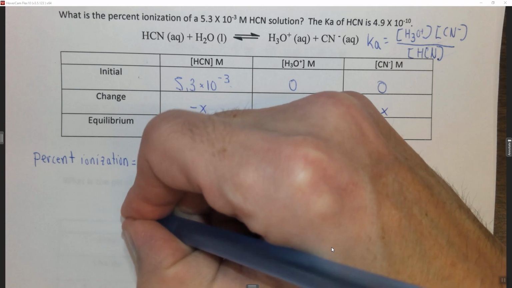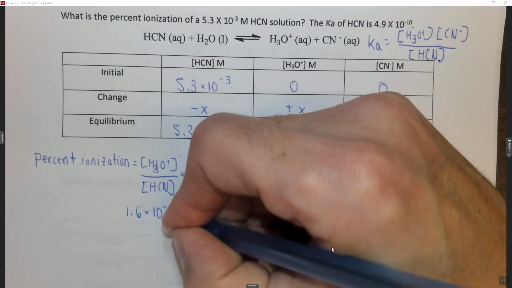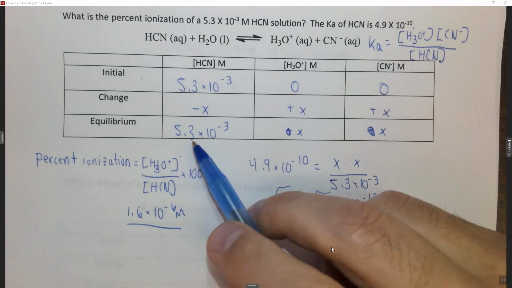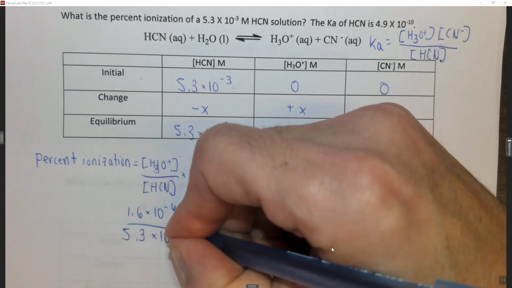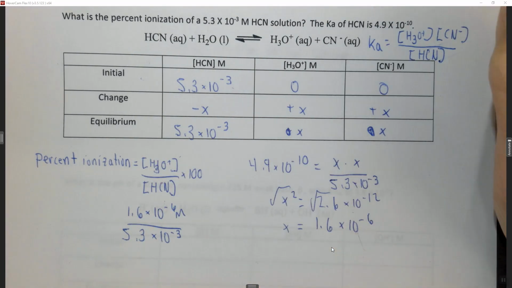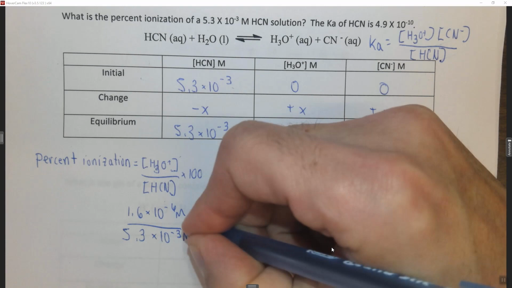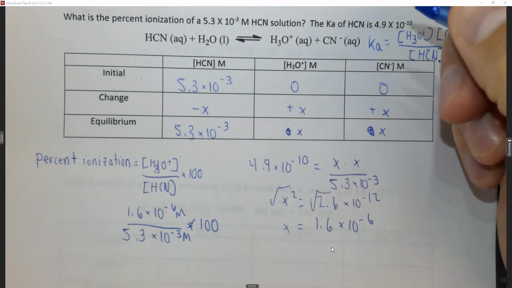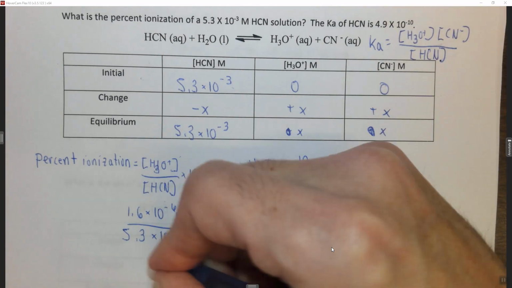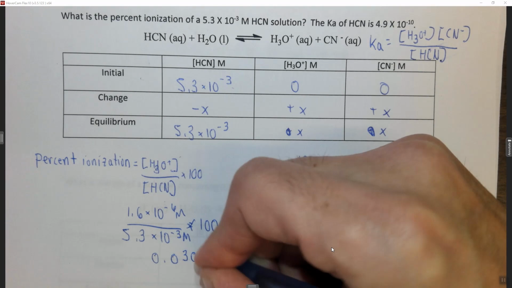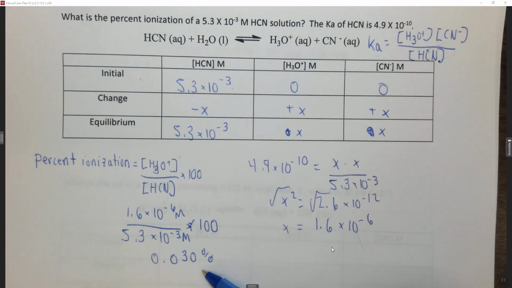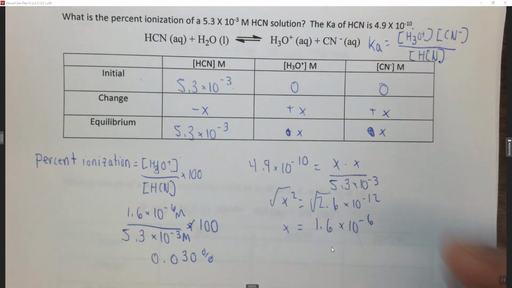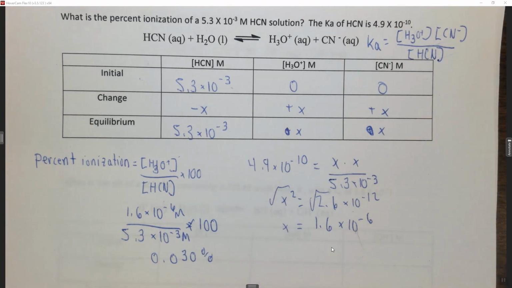So we plug in 1.6 times 10 to the minus 6 molar. And the concentration of HCN, again, we ignore the X, so we're just going to put in the initial concentration, which is 5.3 times 10 to the minus 3 molar. And we're going to then multiply by 100. And when we do that, we find that this is 0.030%. And I'm just realizing this is also proving that we can ignore X, right? Because this is 0.03% of this one. It's certainly less than 5 or 10%. So we can definitely ignore the X.